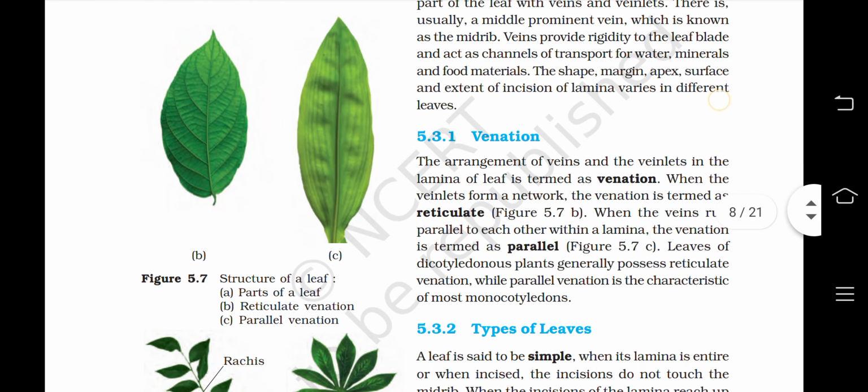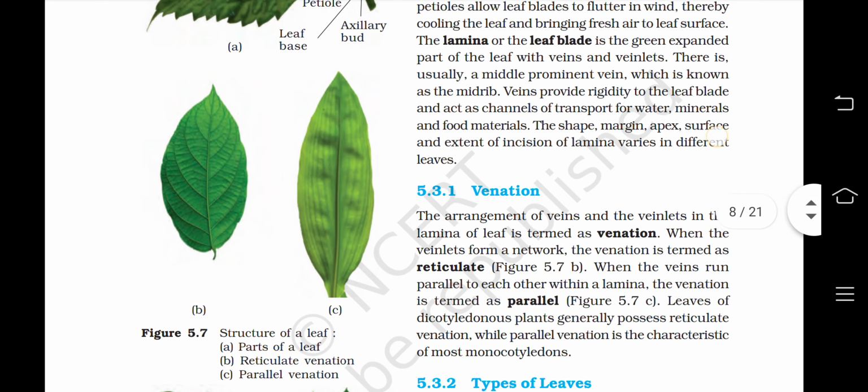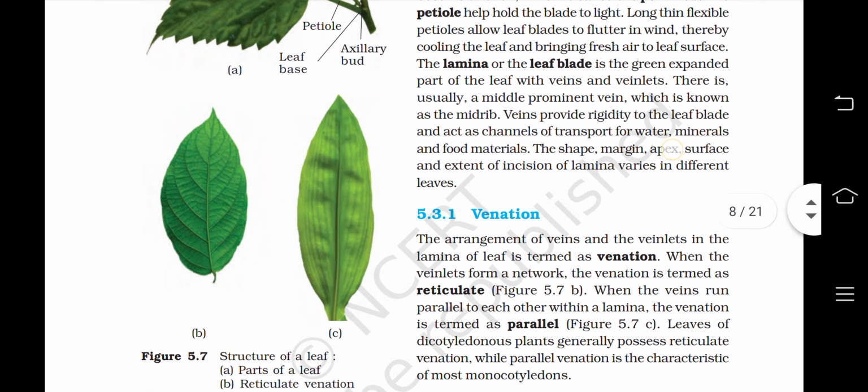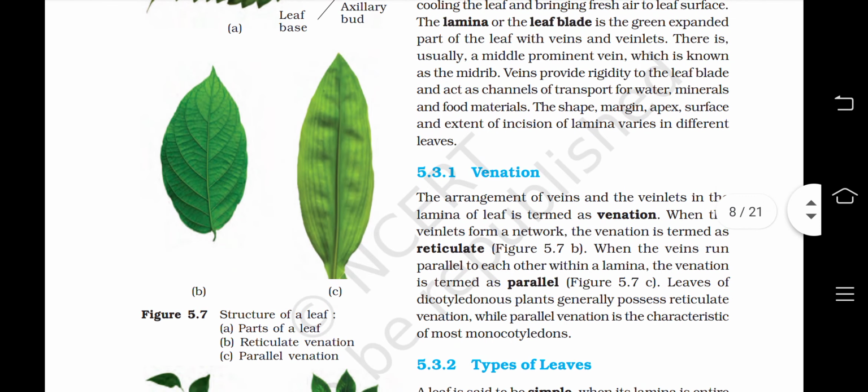Now look at the structure of a leaf. A shows the parts of a leaf, labeled as axillary bud, stipule, petiole and lamina. B is reticulate venation and C is parallel venation. Reticulate is found in dicots and parallel venation is found in monocots.